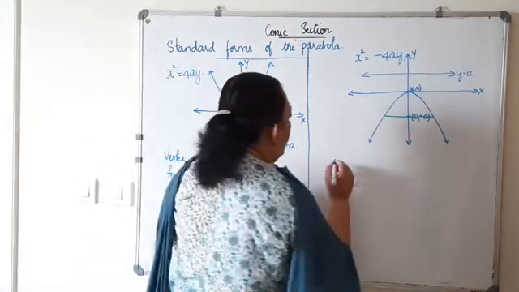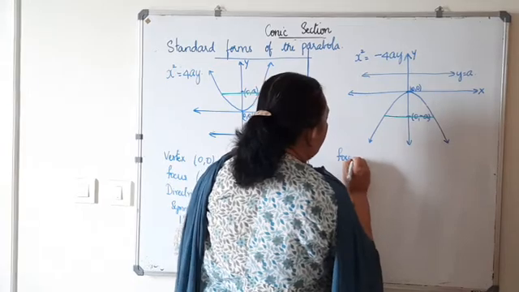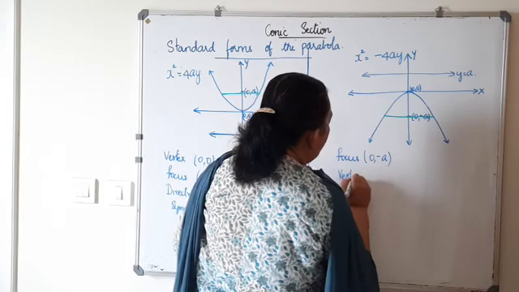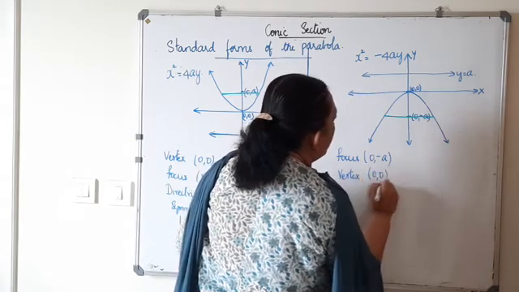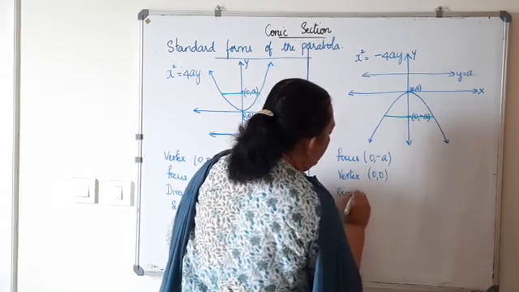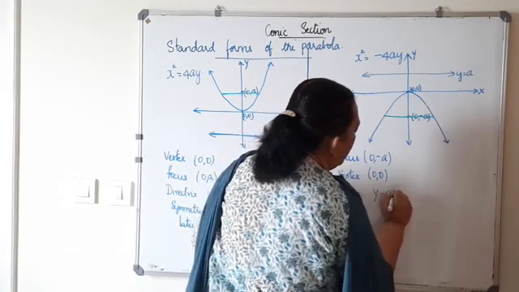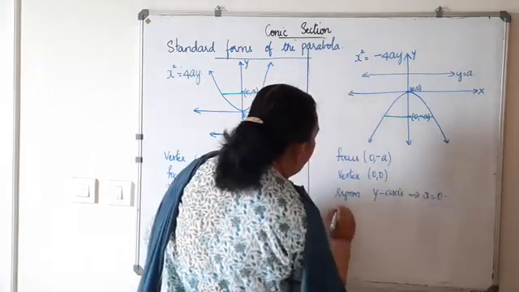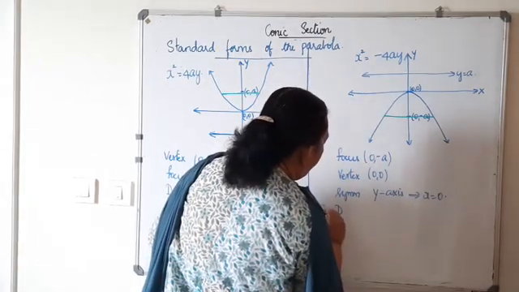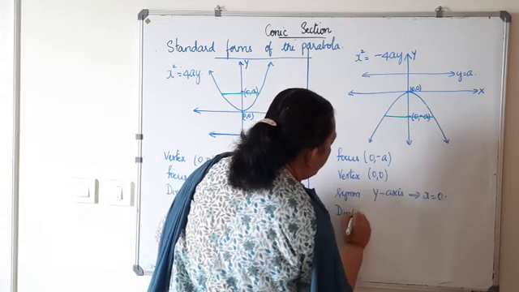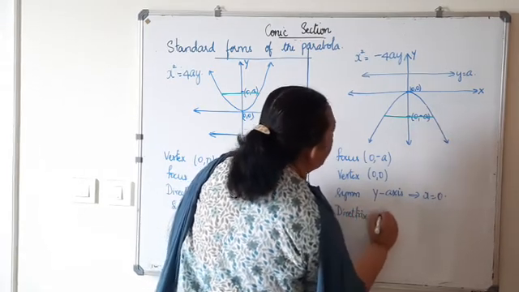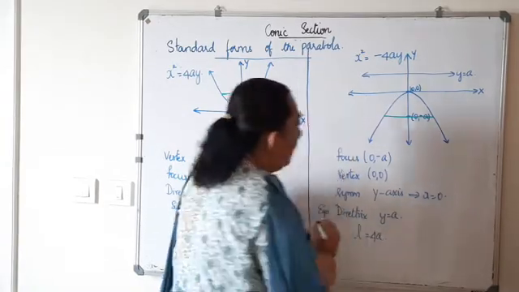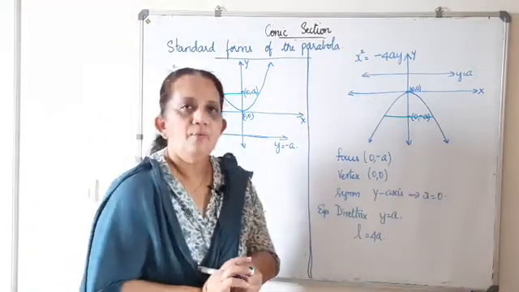Now, the focus of this parabola will be 0, comma minus a. Vertex is 0, 0. It is symmetric with respect to the y-axis, so its equation is x is equal to 0. The equation of the directrix is y is equal to a. Length of the latus rectum is equal to 4a. So these are the 4 types of parabolas.